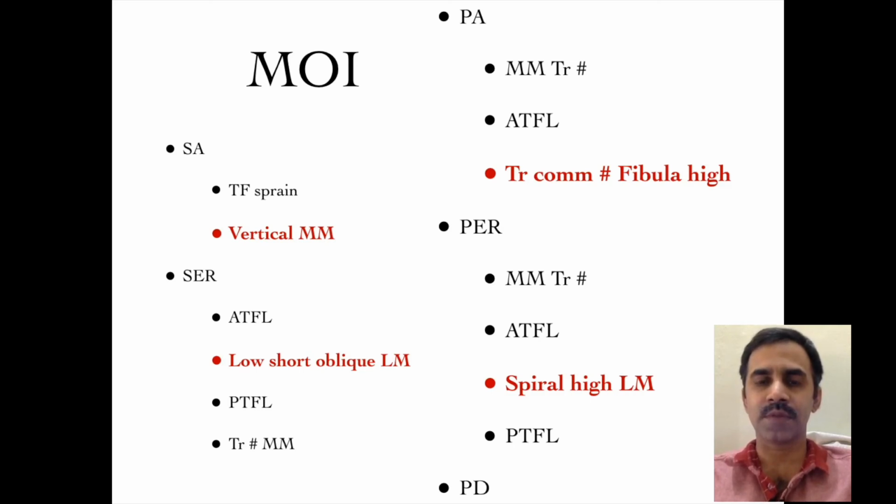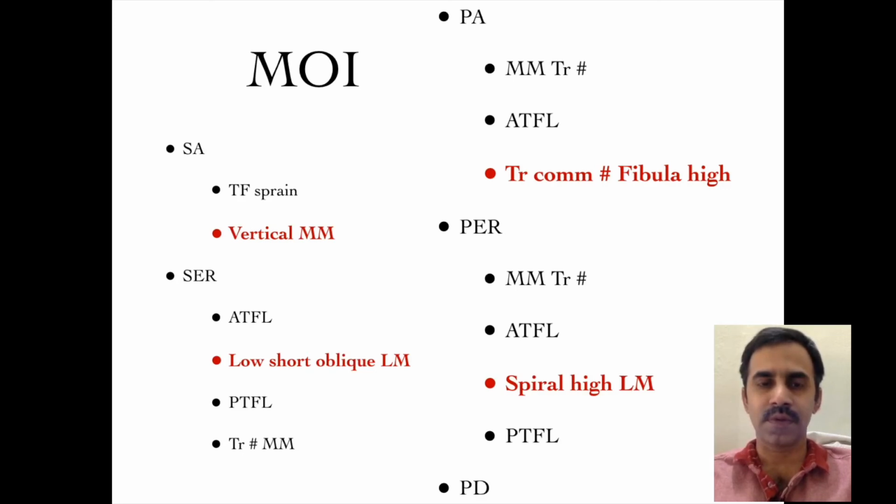PER means pronation external rotation injury. The injury starts as a transverse fracture of the medial malleolus, then the ATFL, then there will be a spiral high fibula fracture, then there will be injury to the PTFL. Last one is the pronation dorsiflexion injury.